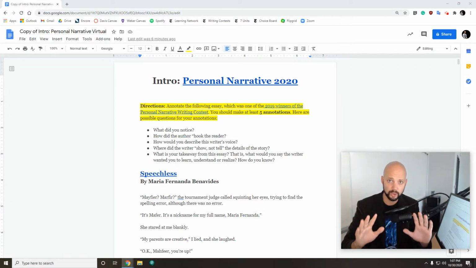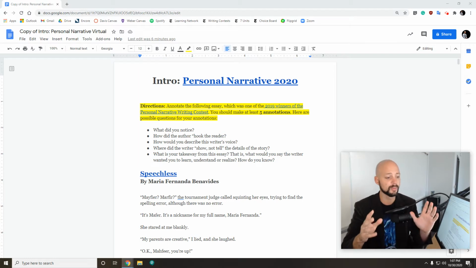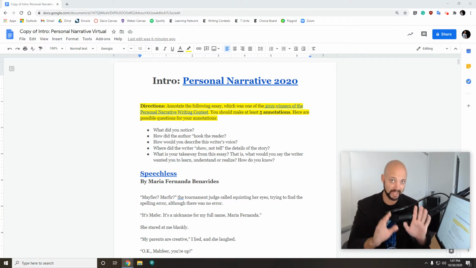Let me go ahead and show you what you're going to do for it. First off, this is the most difficult assignment for me to adapt in this unit. It's a little crazy, so bear with me. It's long. It's a 20-page document, but it's really not that big of a deal.